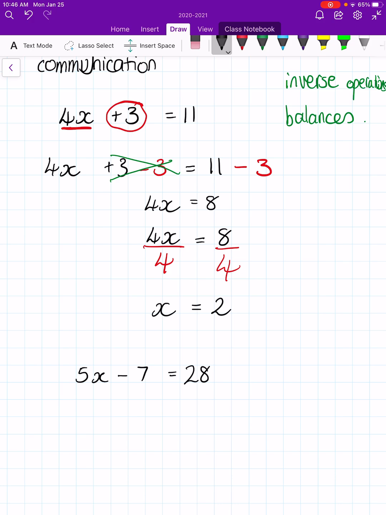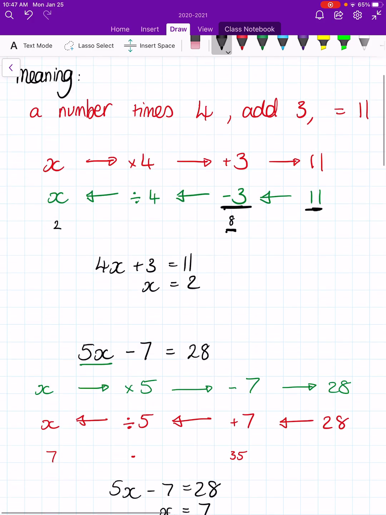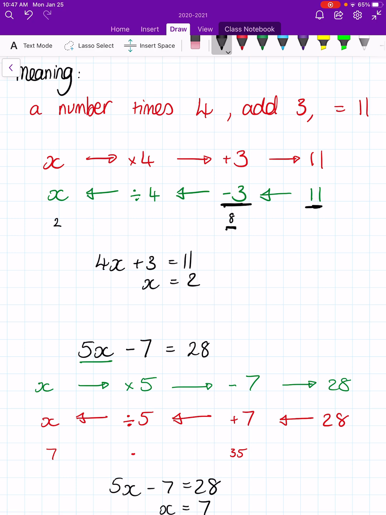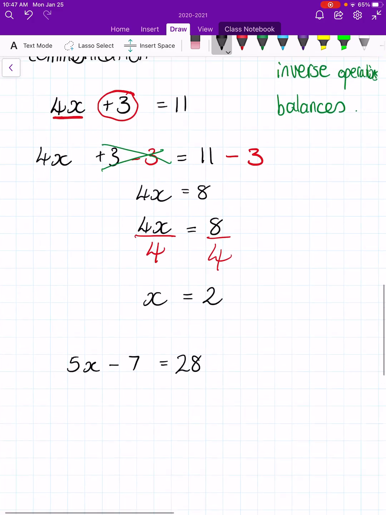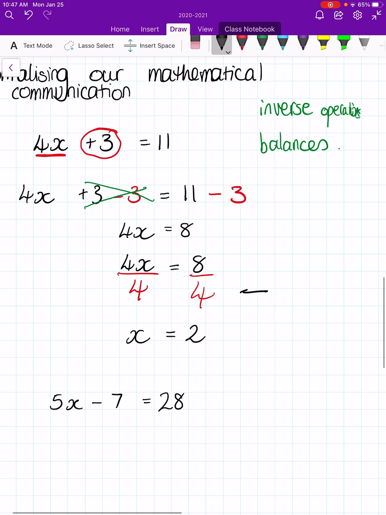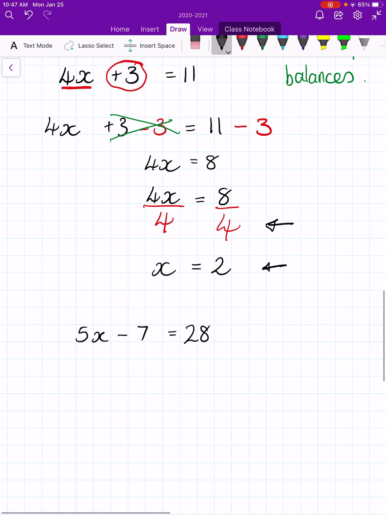Now let's cross-reference this with what we did before with these chains. We took away 3, then we divided by 4, and we ended up back with our number, which we said was 2. So this is also saying the same: we divided by 4, we get the answer of 2. So we're using the idea of inverse operations and balances, so whatever you do to one side of the equation, you do to the other. Let's just see it with one more example here, so you get a taste for what's happening.